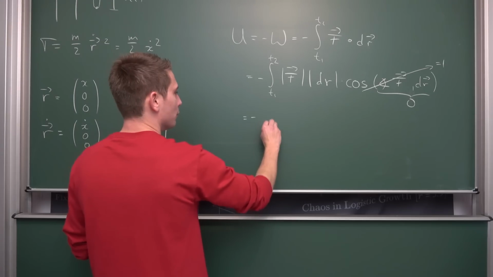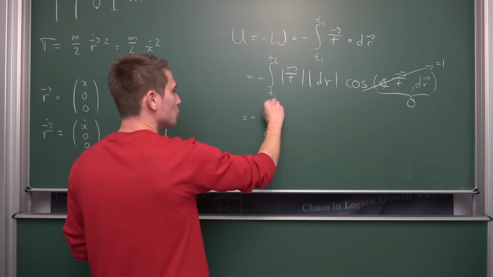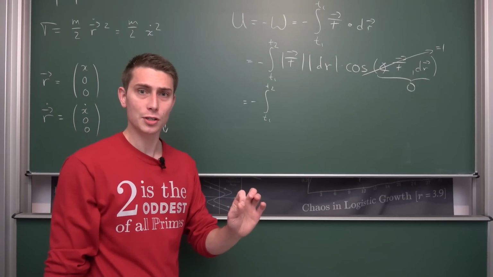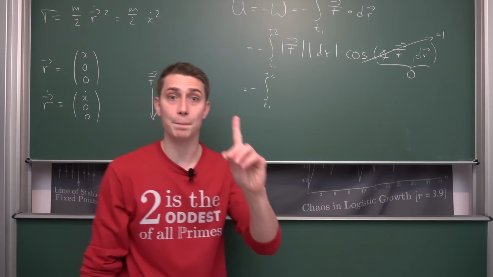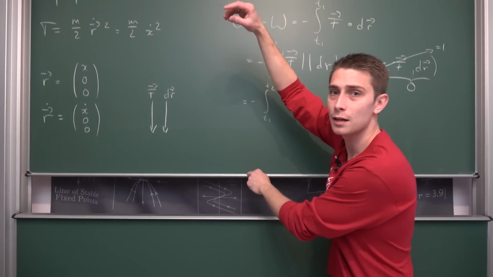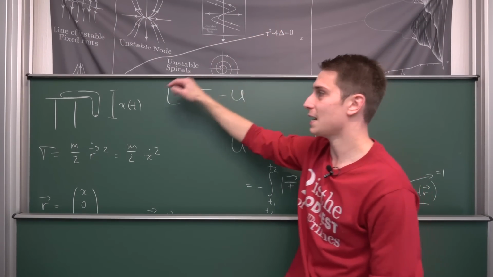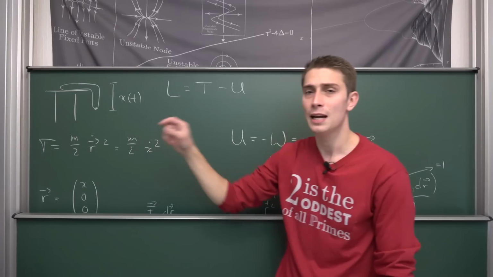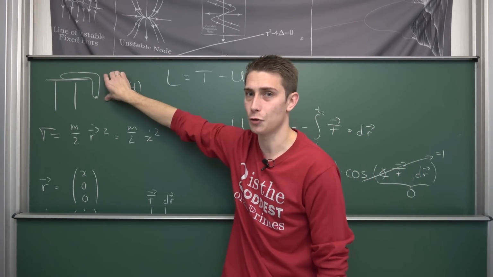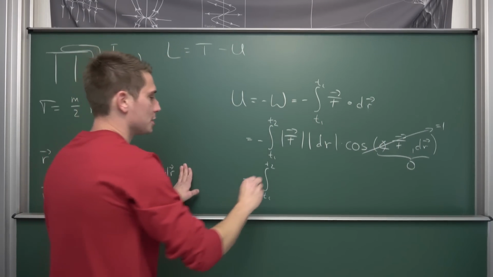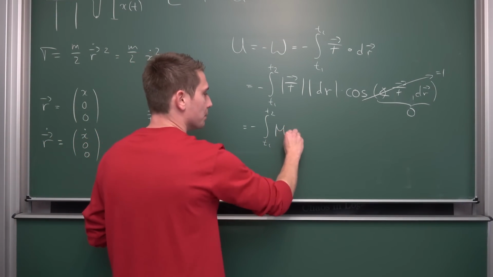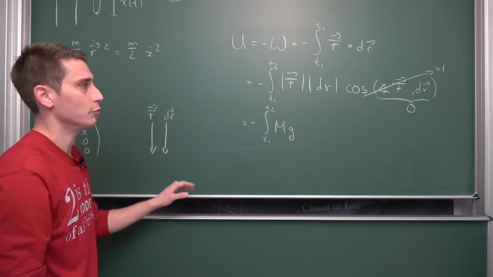Meaning we are going to be left with negative the integral from t1 to t2 of a certain force. This force is going to be the gravitational force, but beware. Here is where my argumentation comes in with only the force acting on the part that is hanging down the table. It's going to only act on a portion of the whole mass, meaning we are going to call this new mass capital M, for example, times g. M times g is just our gravitational force.